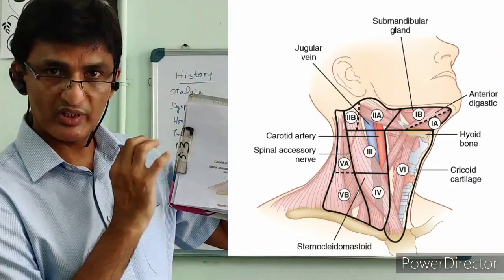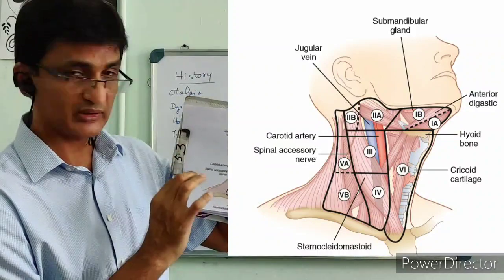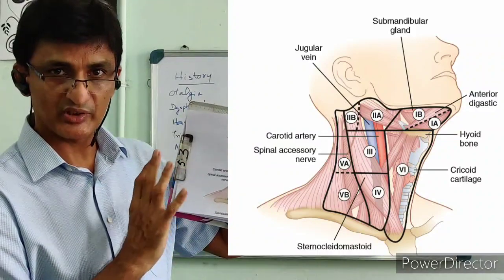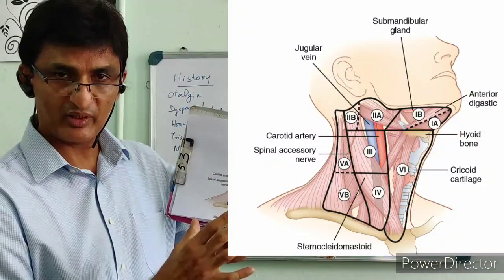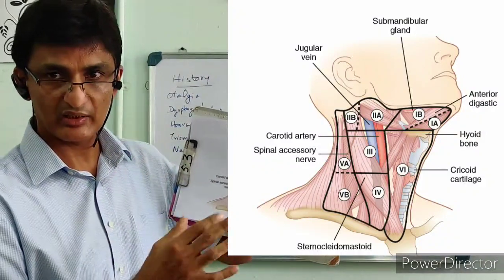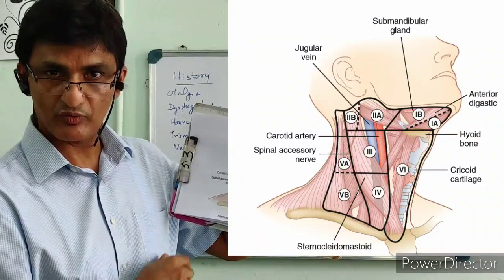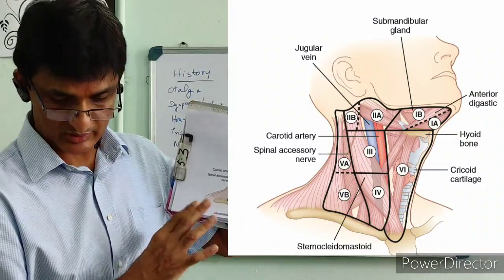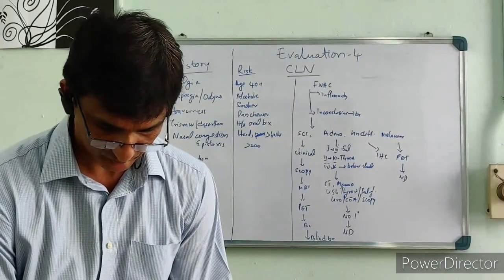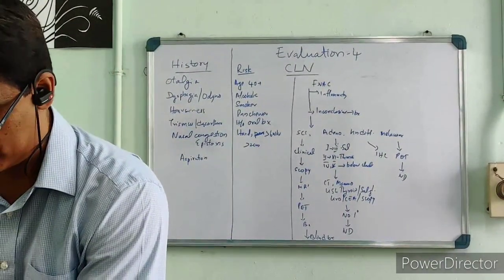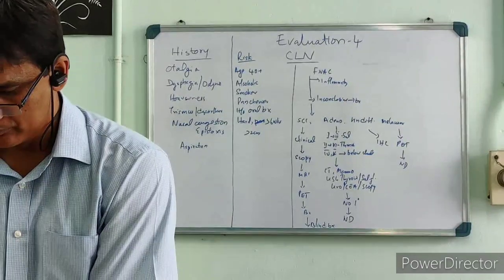You should know the boundaries of each level and which common structures drain into these regions. Accordingly, you can plan your clinical evaluation as well as the investigation to find out the primary. So that's the first thing, the anatomy of this region. And what has changed in the recent past? That also I think you should know.